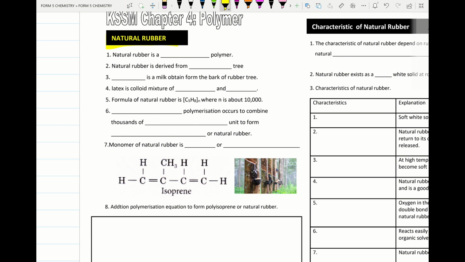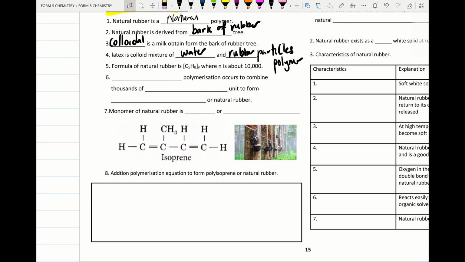We try to investigate the properties of natural rubber, how the natural rubber is formed, and how to harden natural rubber in this subtopic. Alright, so natural rubber is known as a natural polymer. The natural rubber is derived from the bark of the rubber tree, and this is a colloidal liquid. It's a milk obtained from the bark of the rubber tree. Latex is a colloidal mixture of water and rubber polymer particles.